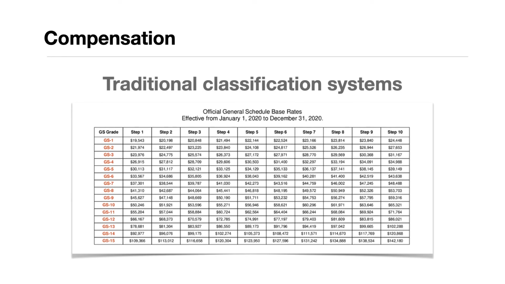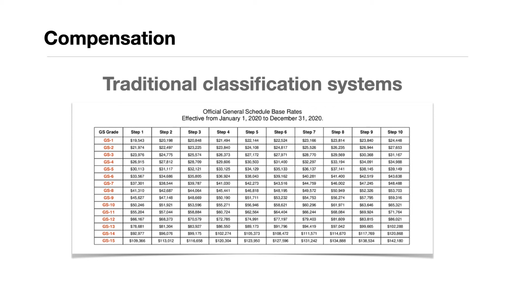You'll read that traditional classification systems offer the most reliable scheme for ensuring internal consistency. The federal government general schedule, shown here, has 15 grades depicted vertically. Different types and levels of jobs are classified at different grade levels. Within each grade, there are 10 steps. A new employee might start at step 1 of a particular grade and advance over time through step increases.